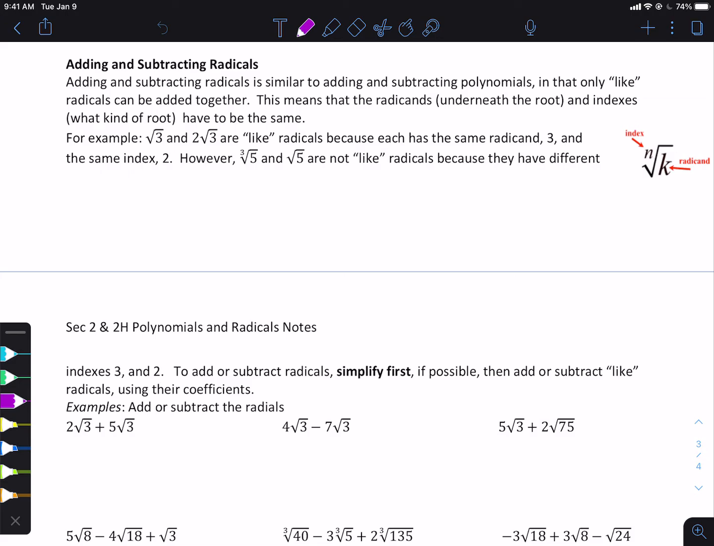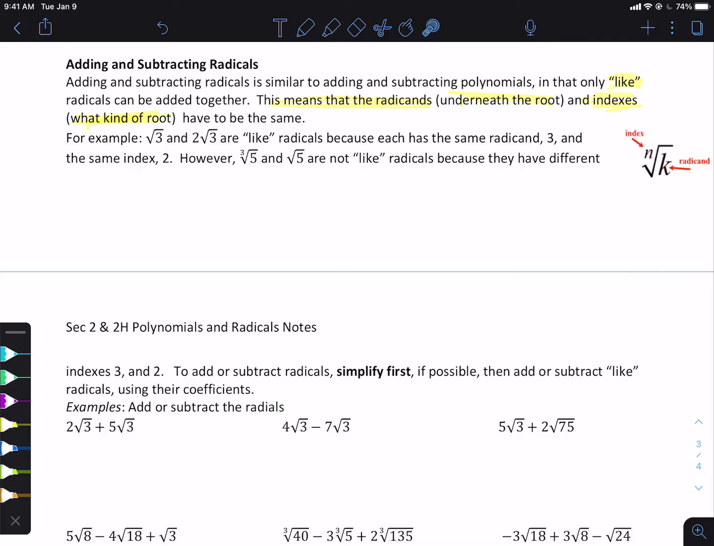Now that we know how to simplify our radicals, we're going to add and subtract our radicals because we need to know how to do operations with them. Okay? When we're adding and subtracting radicals, it's very similar to how we add and subtract polynomials. We combine like terms. So with our radicals, they have to be like radicals. So that means that the radicand and the index are the same. Okay, so basically what's under the root and what kind of root it is have to be the same.